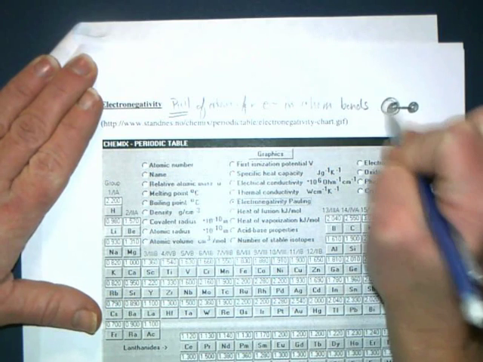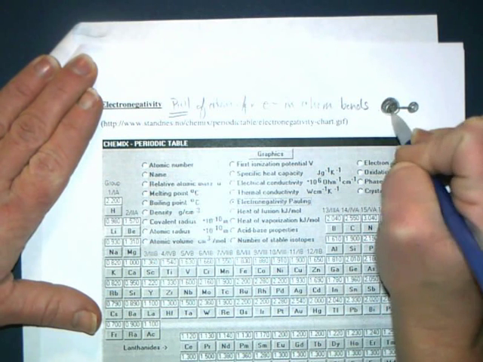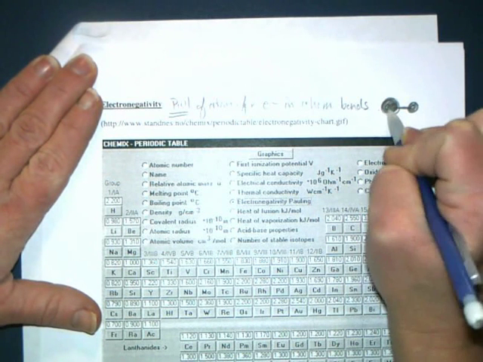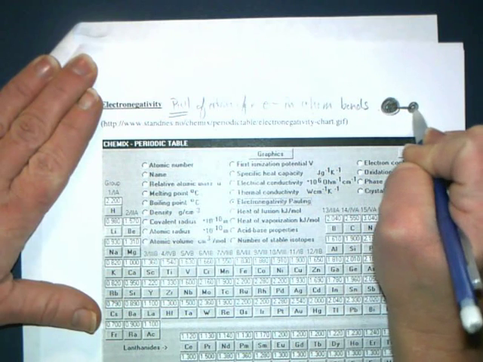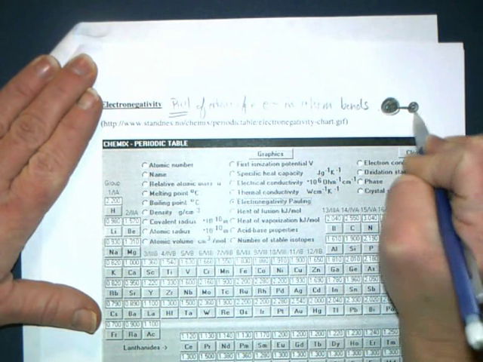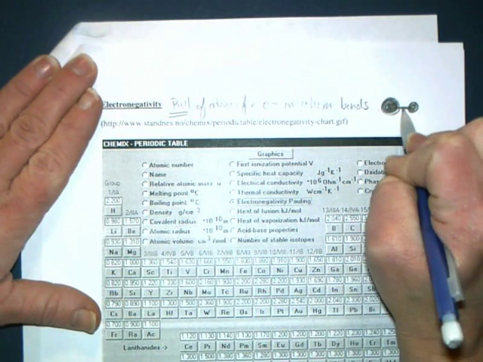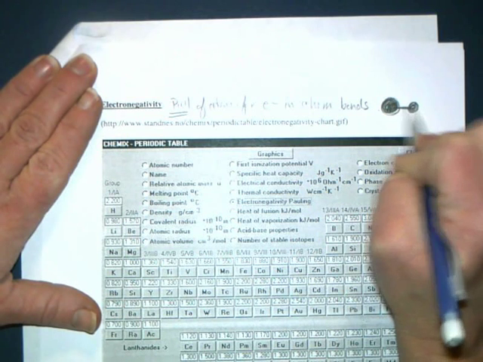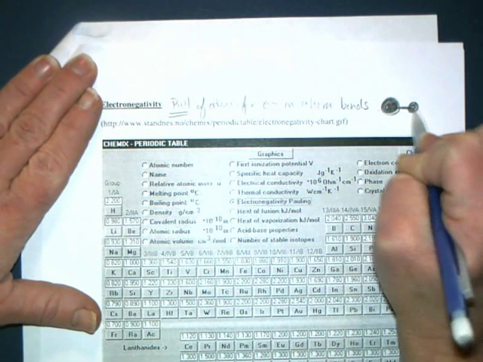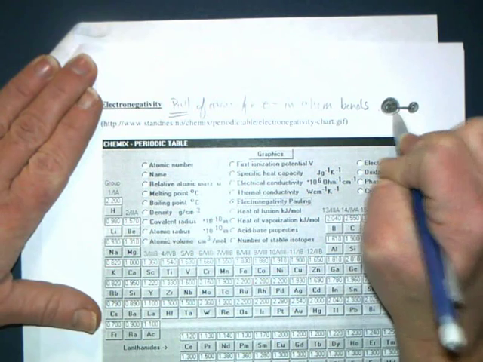Atomic size governs electronegativity. If we have a larger element sharing with a smaller element, the smaller element will actually win, because the electrons it is pulling for are closer to its nucleus than the larger one.